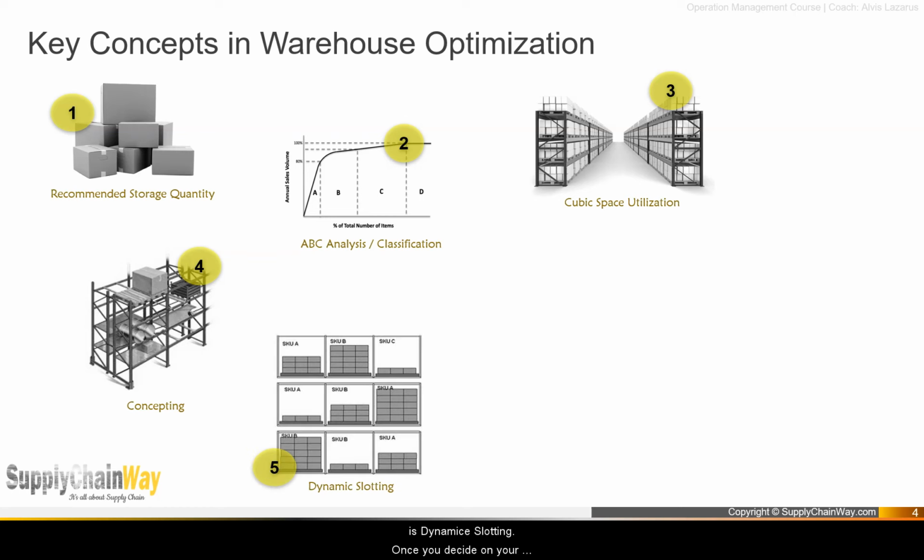The fifth one is dynamic slotting. Once you decide on your overall facility layout design and storage structure design, there is a question: are you going to do static slotting or dynamic slotting? Static slotting means you create a space for a product. If the product is not there, that space will be empty. In dynamic slotting, when the product comes in, at that instant you decide where this product should go. So the location gets rotated for different products.